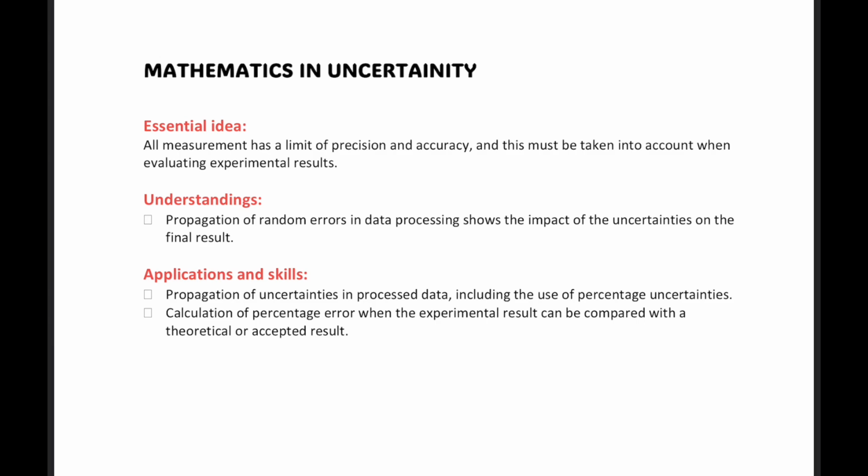Mathematics in uncertainty. With this section of the IB chemistry, the essential idea that we have to take away is that all measurement has a limit of precision and accuracy, and this must be taken into account when evaluating the experimental results. And the main understanding that you have to gain from this section is how to do the propagation of the random errors in data processing.